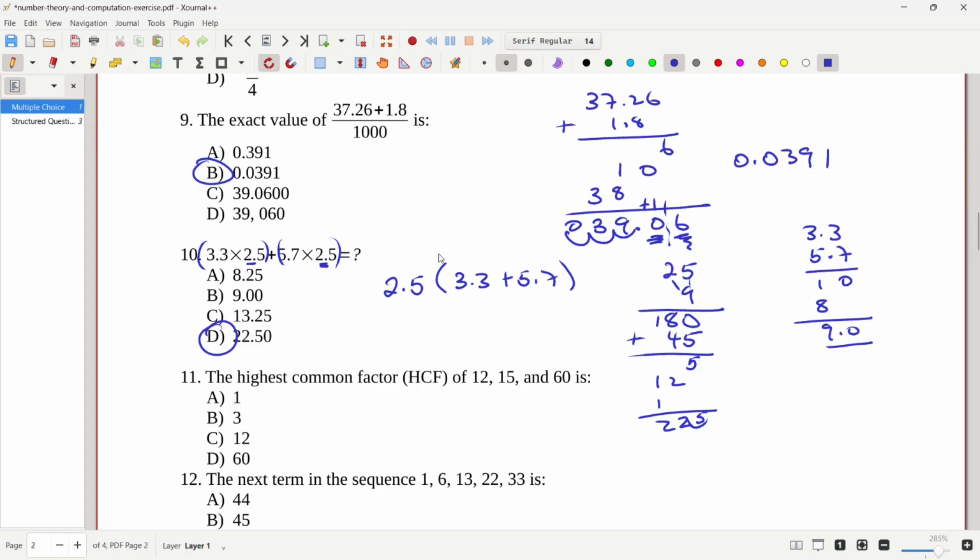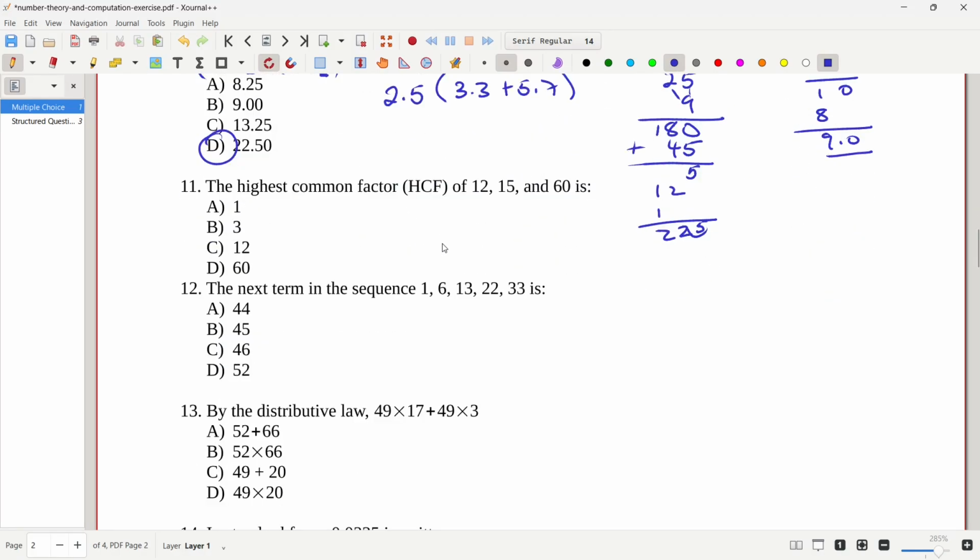All right, let's go to the next one. So the highest common factor of 12, 15, and 60. Okay, so this one is easy. We're going to use prime factorization. I don't like to use anything else other than prime factorization. So 12, 15, and 60. And I'm going to write 12 as a product of prime numbers.